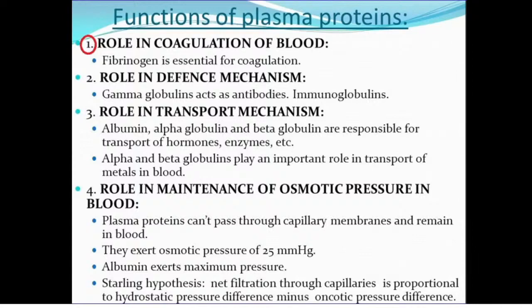And they have a role in maintenance of osmotic pressure in blood. I repeat, write this please: the part of osmotic pressure that is supplied by proteins is named oncotic. And albumin exerts maximum pressure because it is the most concentrated protein in our blood.